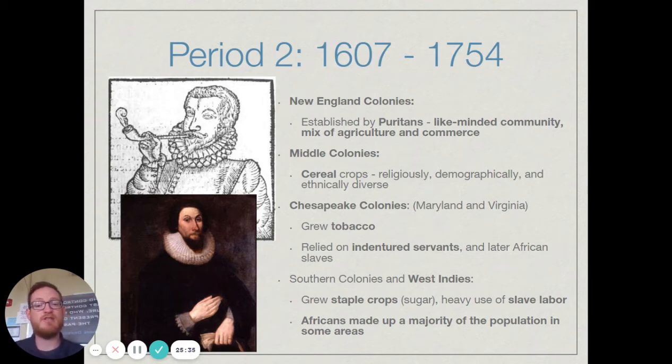Next, that brings us to the Chesapeake colonies, which is Maryland and Virginia. These colonies are going to find their wealth and purpose in tobacco.